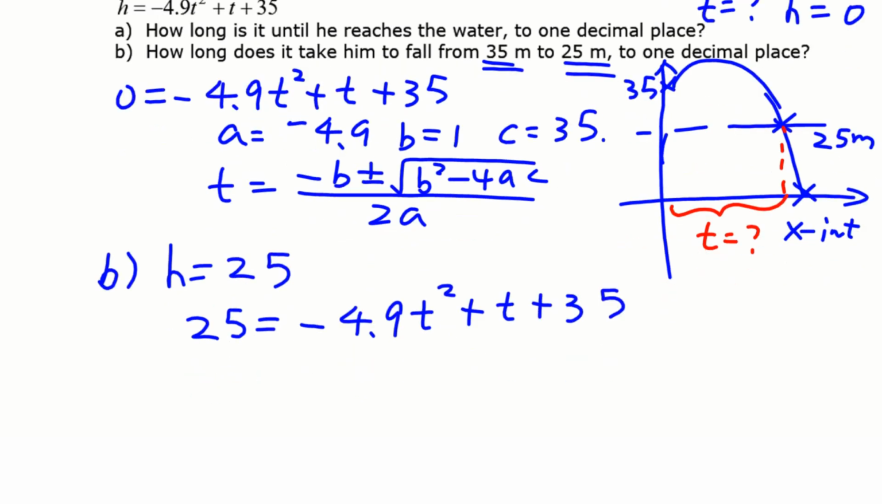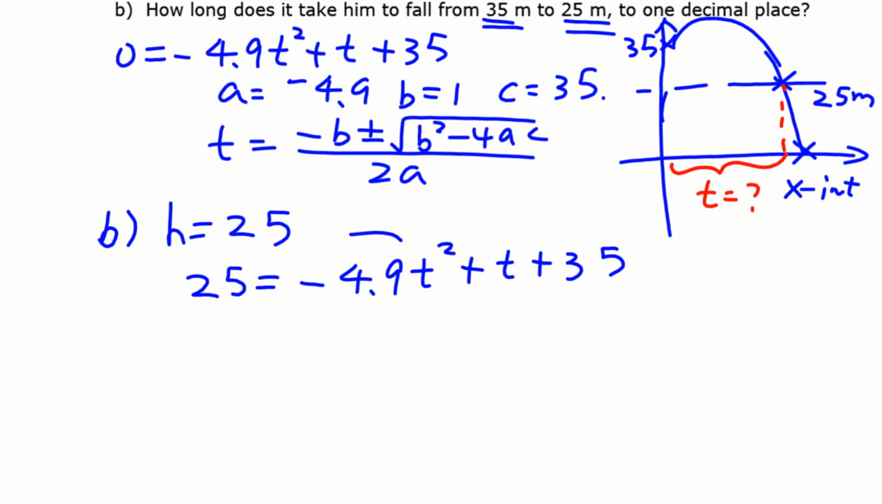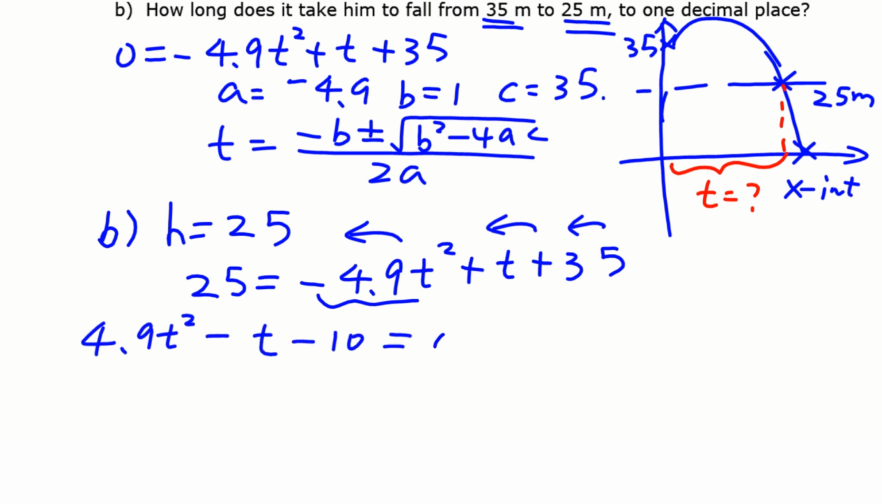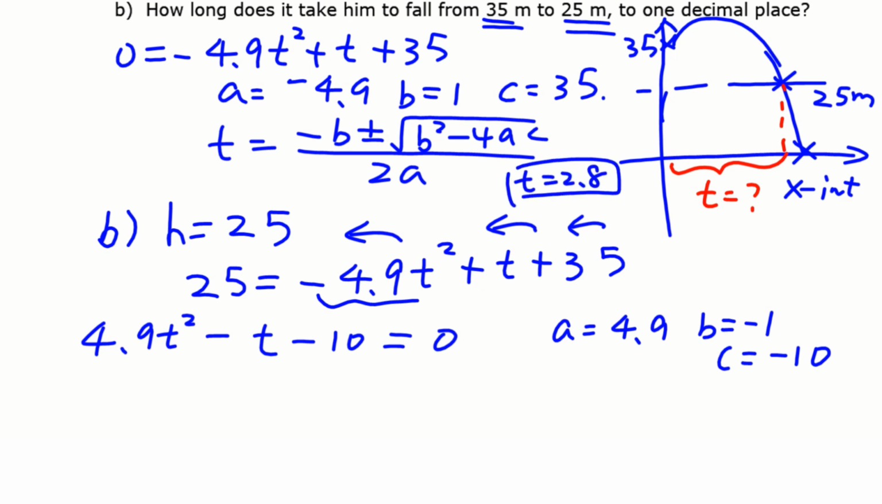Move everything to one side. You could move to this side or the other side. I want to make everything positive, so the number in front of t squared is positive. So I move it to the other side. Find the ABC again. Then find the t. Once you have the t, so this one t equals 22.8 seconds. Ignore the negative. This one t equals 1.5. So ignore the negative, so this is 1.5.